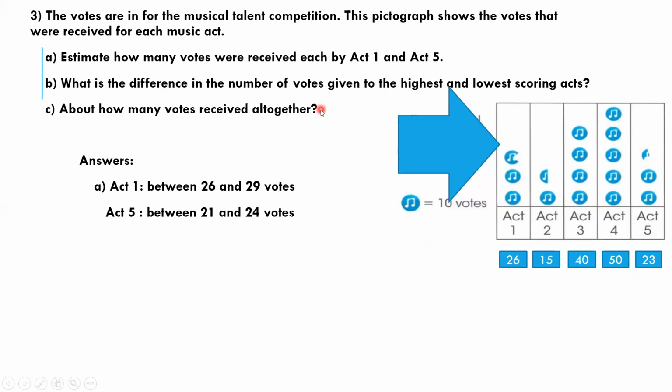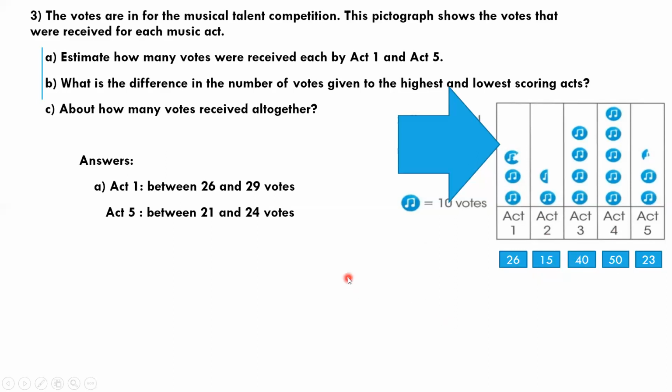Okay, now the second, B part, is, what is the difference in the number of votes given to the highest and lowest scoring acts? So here in this question, we need to find the difference between the highest and lowest scoring act. From this pictograph, who got the highest votes? That is 50. So Act 4 got the highest score, that is 50. And who got the lowest score? The lowest scoring act is 15, that is Act 2. So we need to find the difference between Act 4 and Act 2.